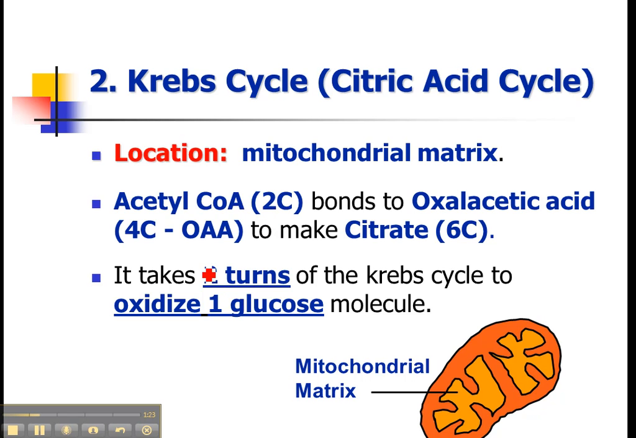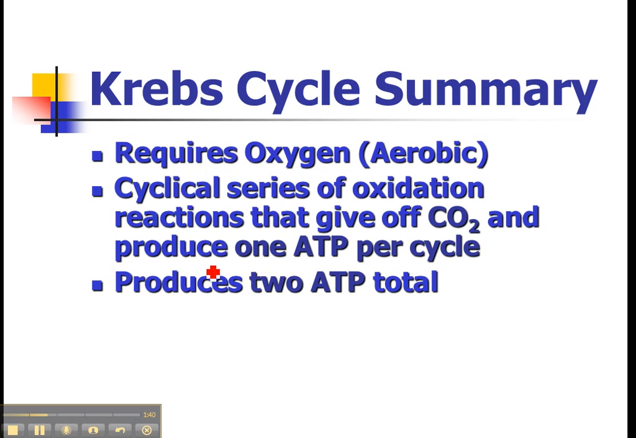It takes 2 turns of the Krebs cycle for every glucose. So why would that be? So if you remember, our glucose broke into 2 pyruvates. Each of those pyruvates take a turn around the Krebs cycle, which is why we have 2 turns. So what's happening? It requires oxygen, so that's aerobic, and there's going to be a whole bunch of oxidation reactions that give off CO2 and produce 1 ATP per cycle. So we're getting a total of 2 ATP total.